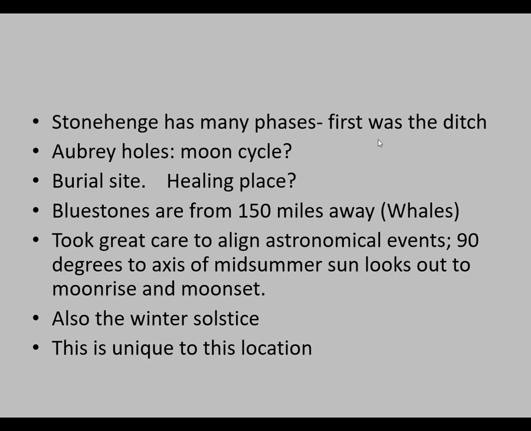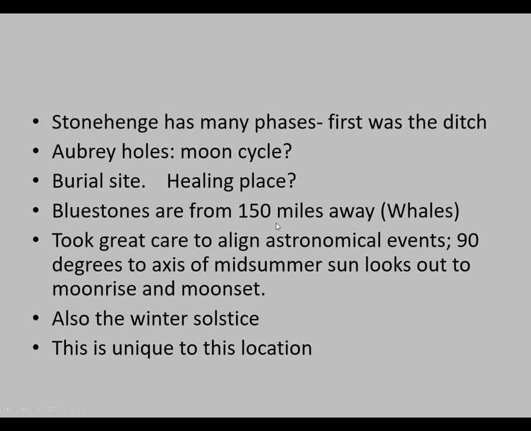So Stonehenge has a lot of phases. I think it goes from 8,000 BCE to something crazy, like 1100 CE or something, because people keep reusing it for different things. Not now, of course. The Aubrey holes possibly indicate the moon cycle, and I'll show you those in a second. It was a burial site at one point, a healing place at another point. There are other henges. There are avenues and henges that connect the henges.